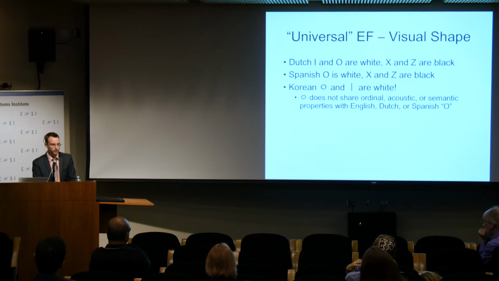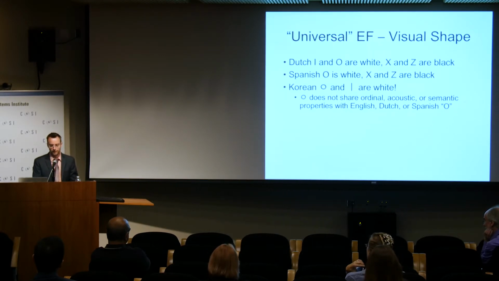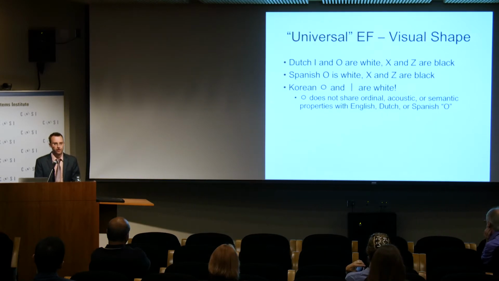And this is, I think, particularly interesting because this is the ng sound if it's not the initial letter, and it's the null, there's no consonant here character if it's the initial. And so in no way ever does this character encode something that has the same sound as the O in other languages. It doesn't share any ordinal properties. It's not in the same place in the alphabet. And it doesn't share any semantic properties. There's no words that are white that start with this in Korean.